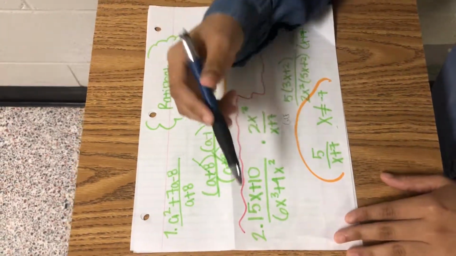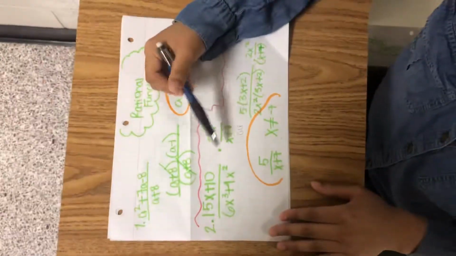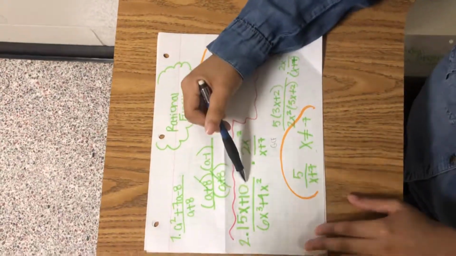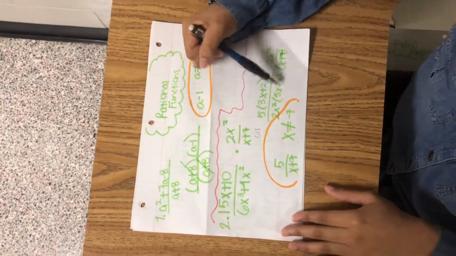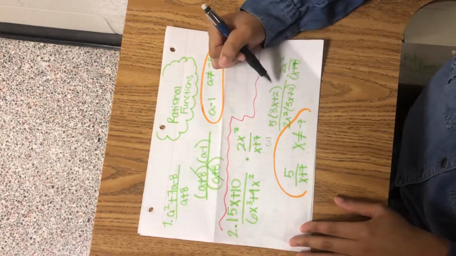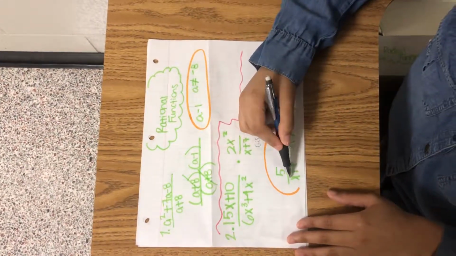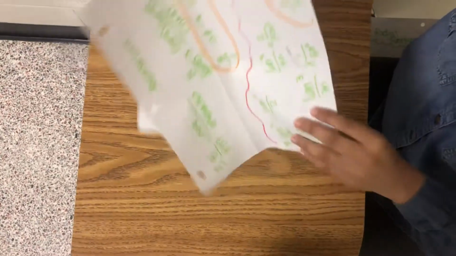For number 2, you'd have to find the GCF, which is 5 and 3, and 5 and 2 on the top, and 2 and 3, and 2 and 2 for the bottom. And you'd have to multiply across, and in the end you'd get 5 over x plus 7, and the excluded value would be negative 7.